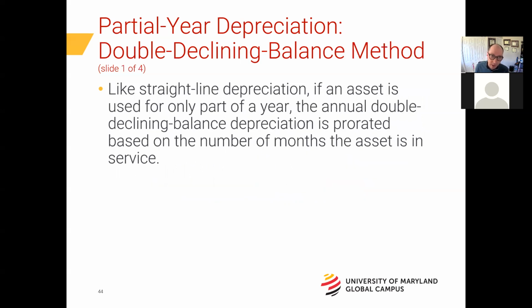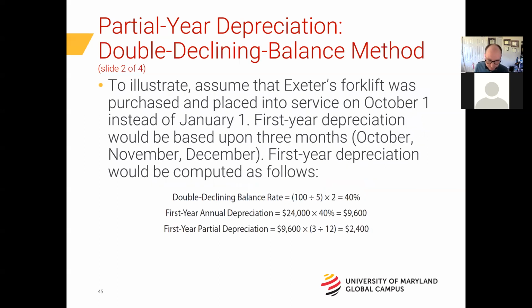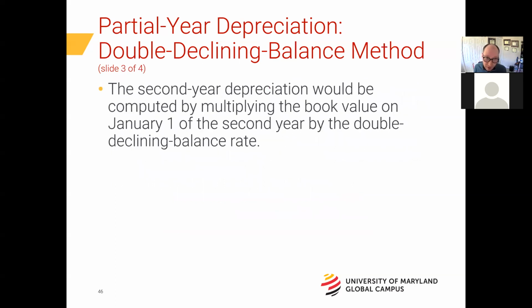Very easy. Double declining balance, a little trickier, but not by much. All you're doing here is very similar to what you did in straight line. You're going to take your 3 divided by 12, your 3 out of the 12 months, times the first year depreciation. It's pretty straightforward. Or again, you can just simply take first year depreciation and divide by 12, multiply by number of months that it was used. You do it that way too. They both come out the same way.